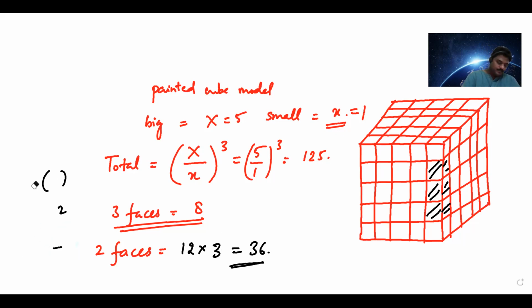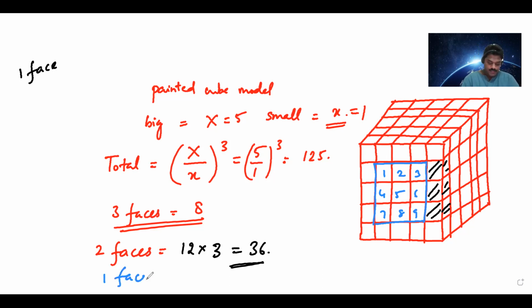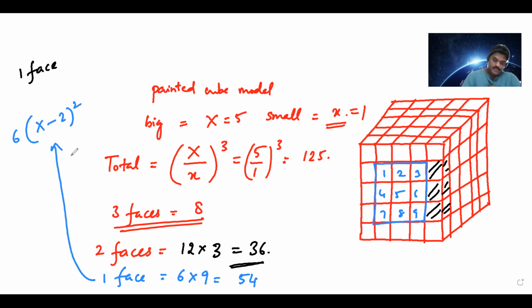Then moving on to cubes that are painted on one face. If you observe over here, see these cubes: 1, 2, 3, 4, 5, 6, 7, 8, and 9. These cubes are painted only on one face, right? So for one face you have 9, and you have 6 faces altogether. So 6 times 9, you would get 54 cubes, right? What is the formula for this? 6 into (x minus 2) whole square for one face, right? That is the formula. And for two faces, it is 12 into (x minus 2).